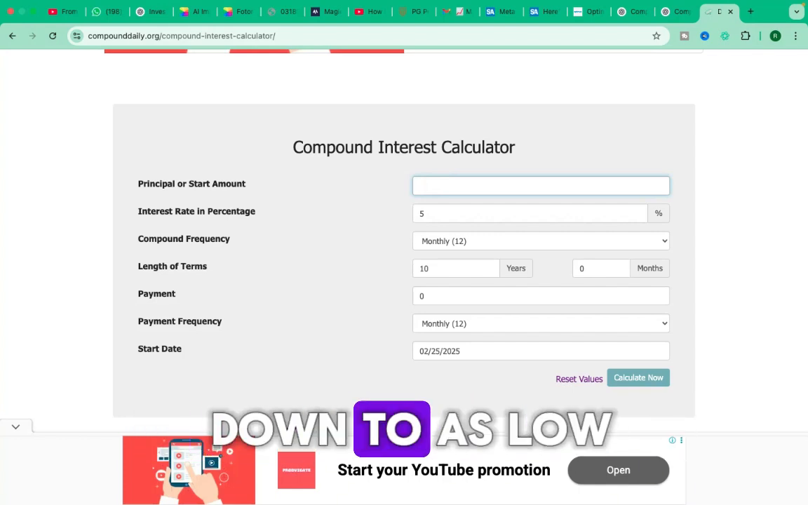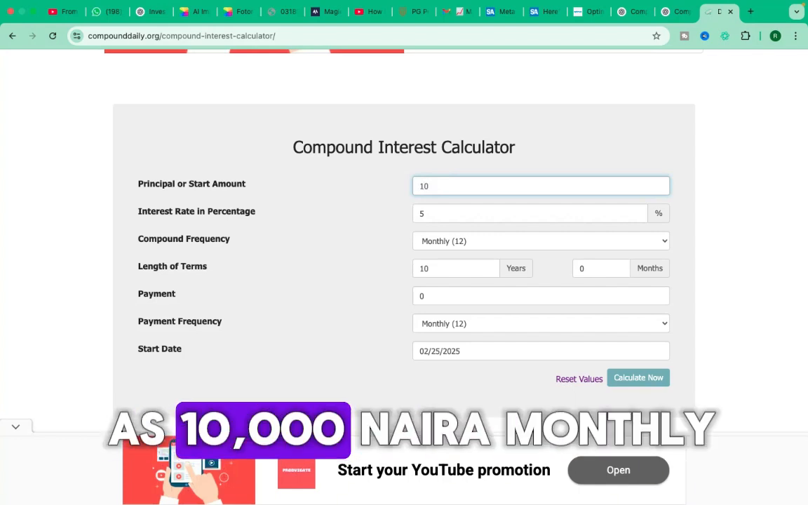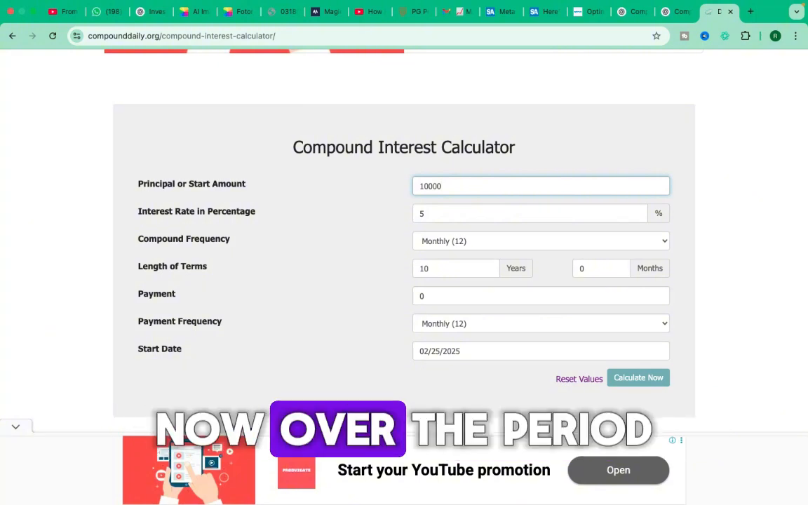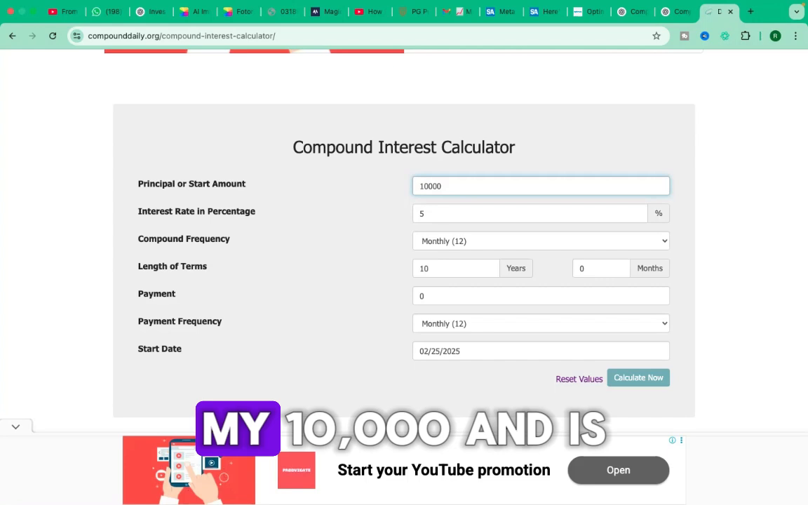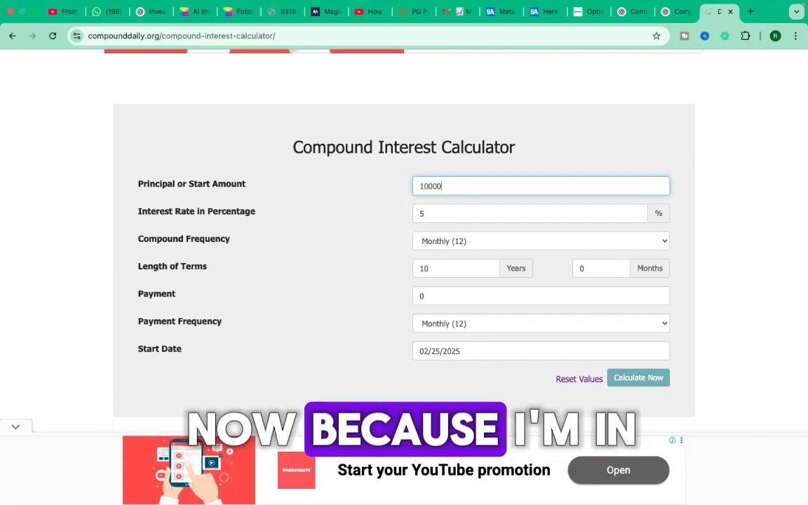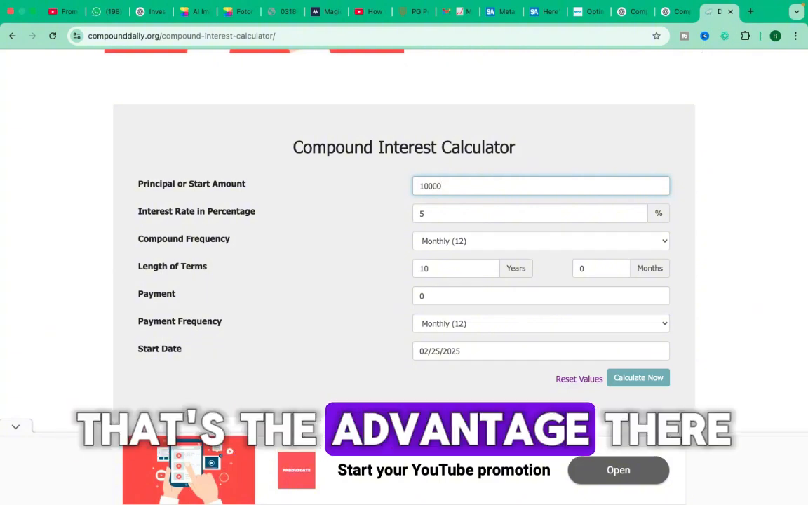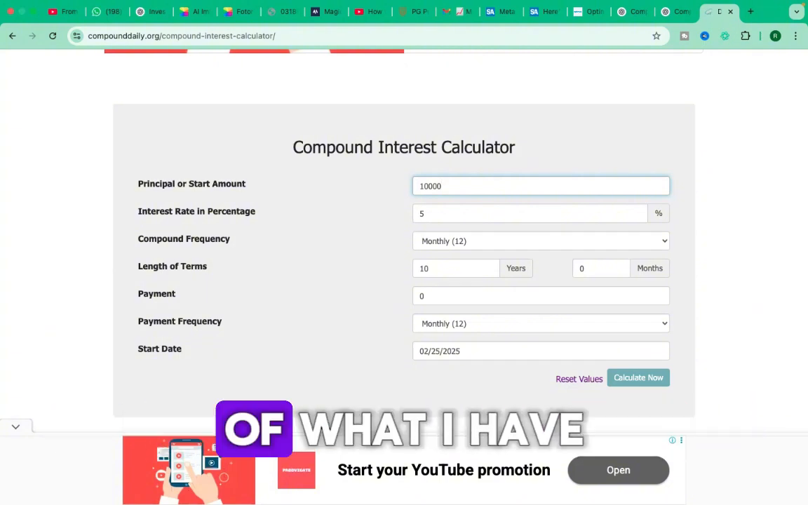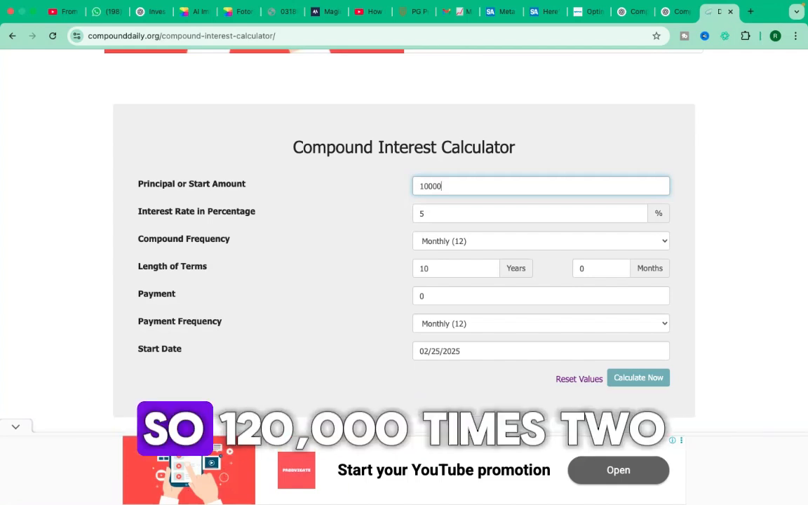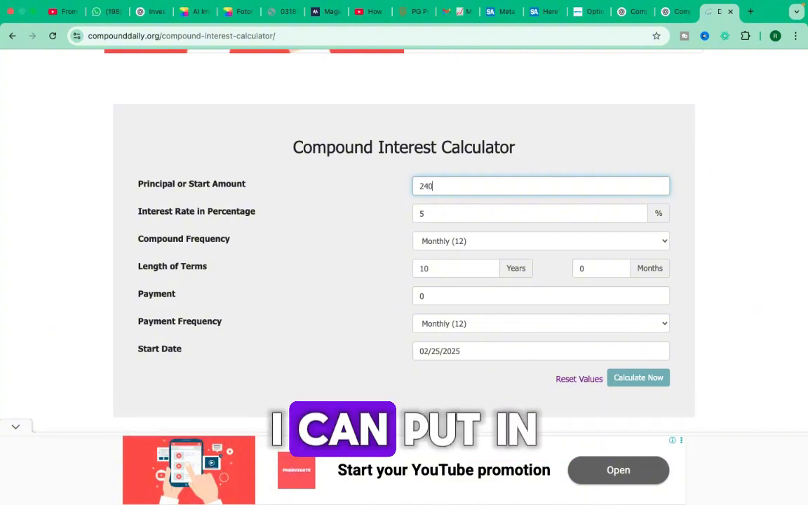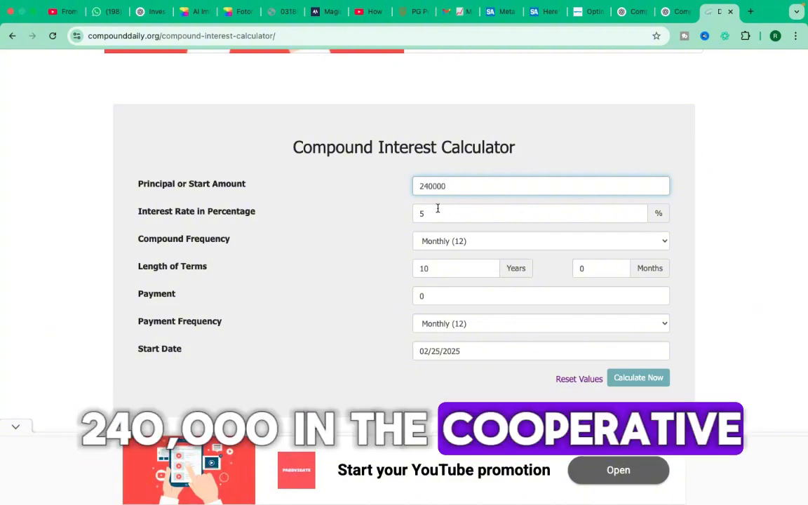Let me even come down to as low as 10,000 naira monthly. I can save 10,000 naira monthly. Over the period of 12 months, my 10,000 naira is going to be about 120,000 naira. Because I'm in a cooperative, that's the advantage there. I can access two times what I have saved in that cooperative. So 120,000 times 2 will give me 240,000. So from saving 10,000, I can put in 240,000 in the cooperative.